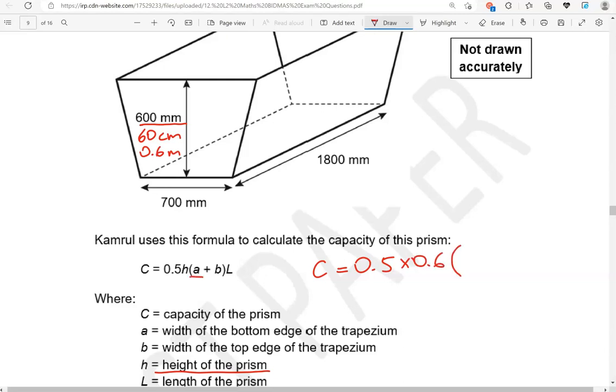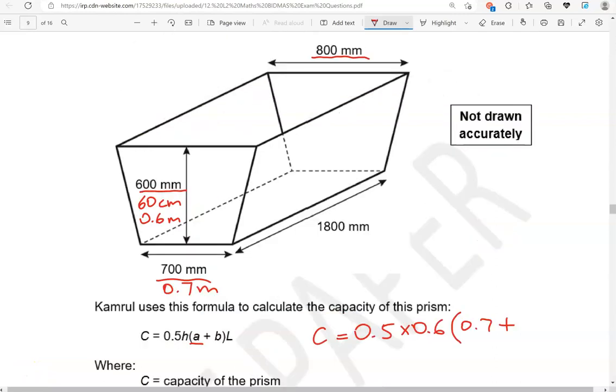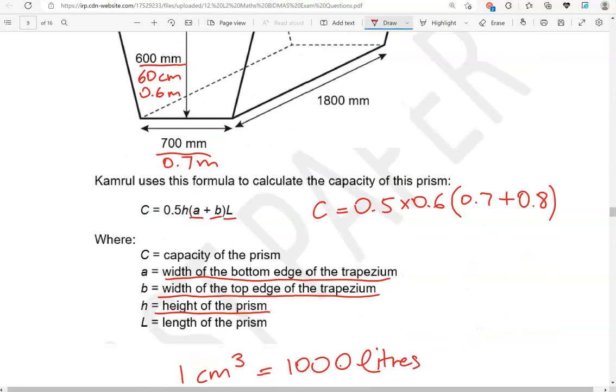Open the brackets, we've got A, which is width of the bottom edge of the trapezium. So that is 700 millimeters. Again, that is 70 centimeters, which is also 0.7 meters. So I'll put 0.7 here, plus B, which is width of the top edge of the trapezium, and that is 800 millimeters, which is 80 centimeters, and it is 0.8 meters. So I'm going to add 0.8 here, and then we've got times L, which is length of the prism, and that is 1800 millimeters, so that is 180 centimeters, which is 1.8 meters.